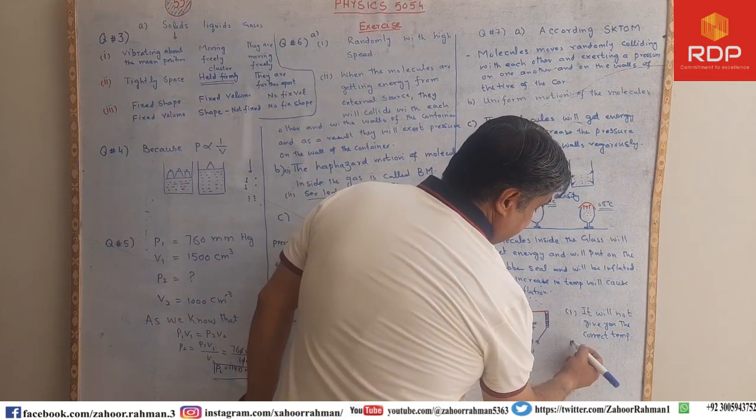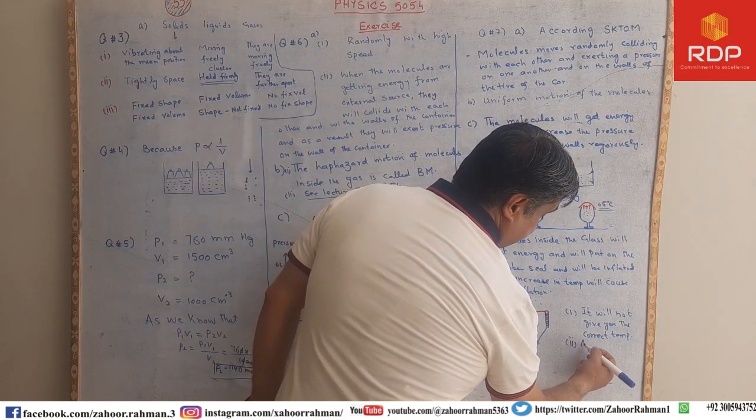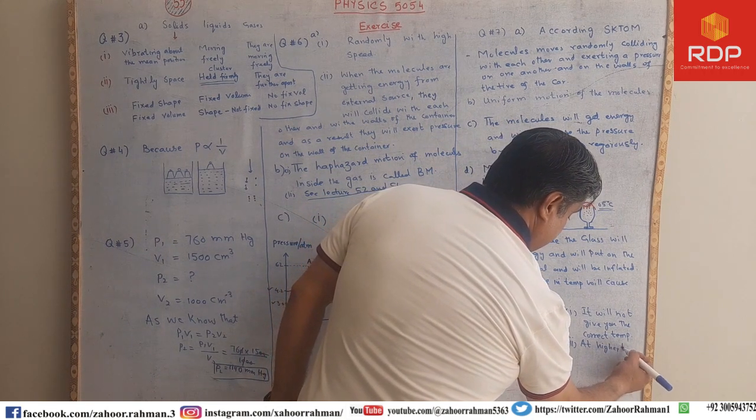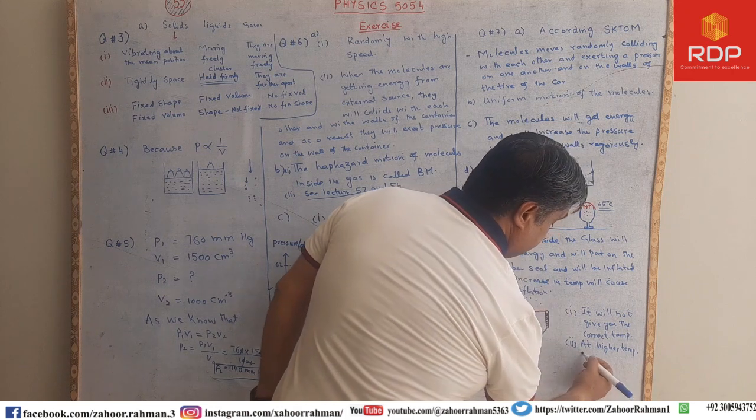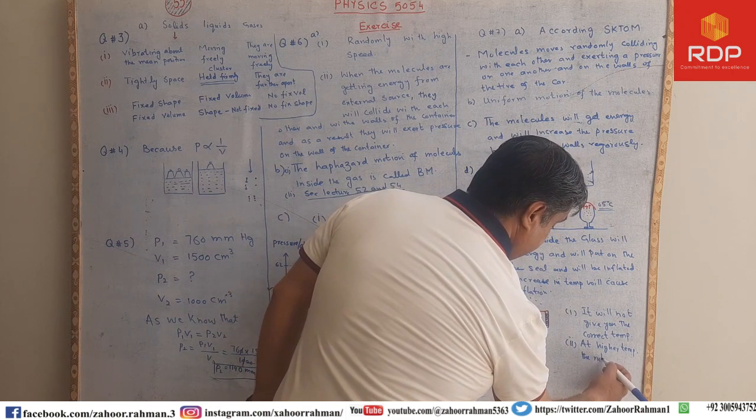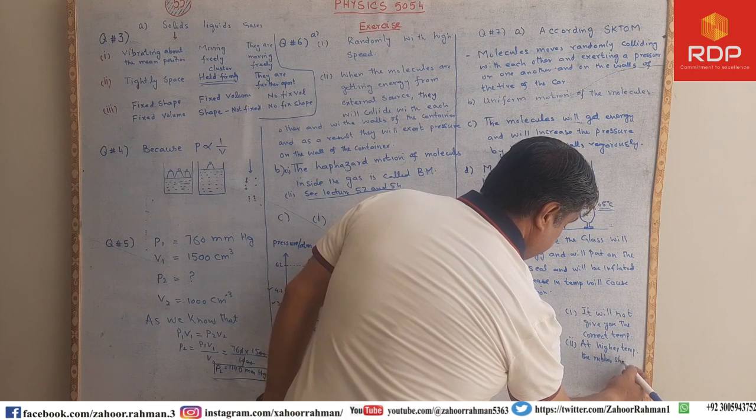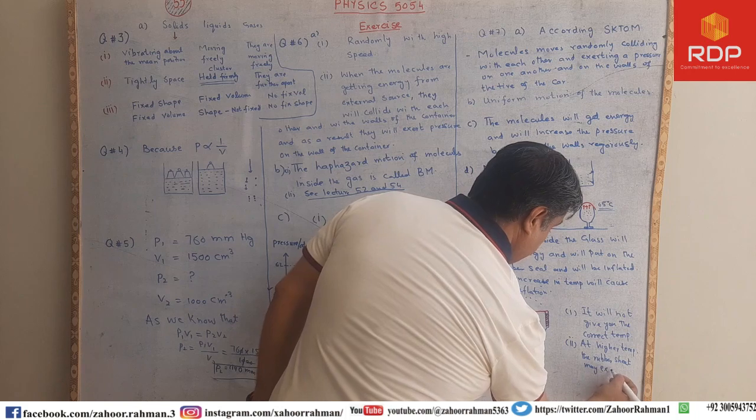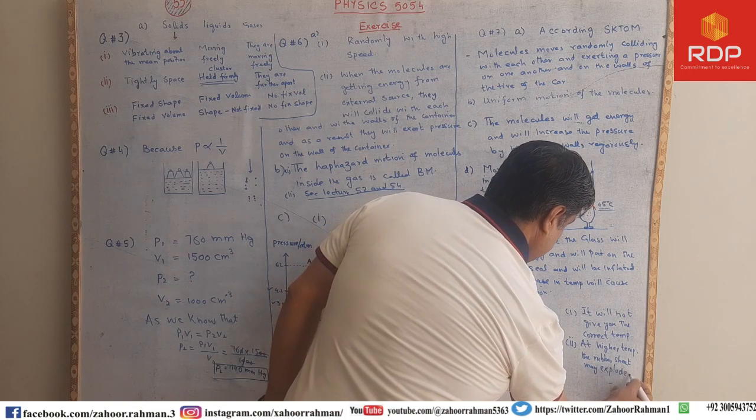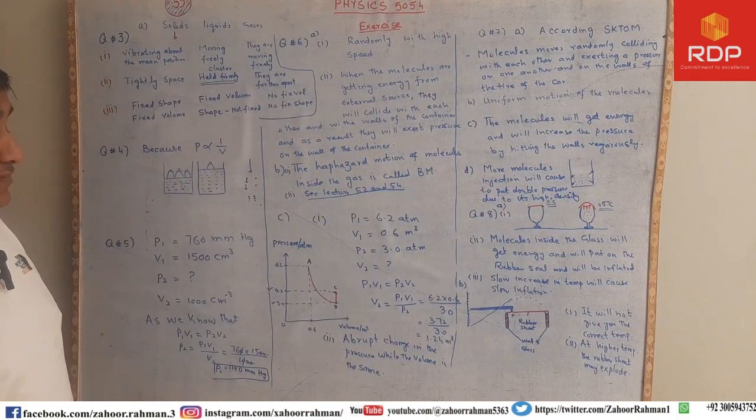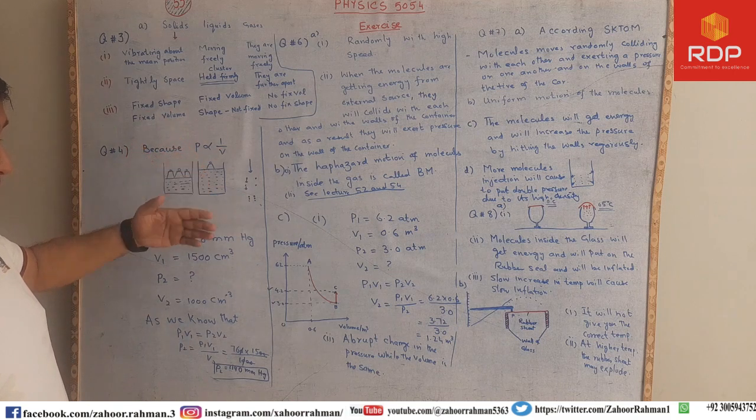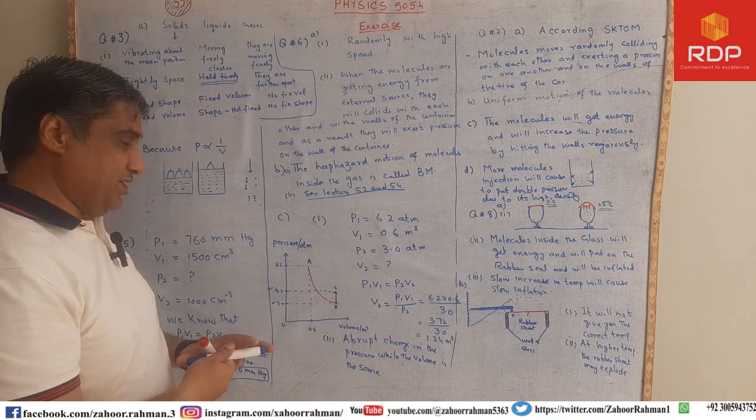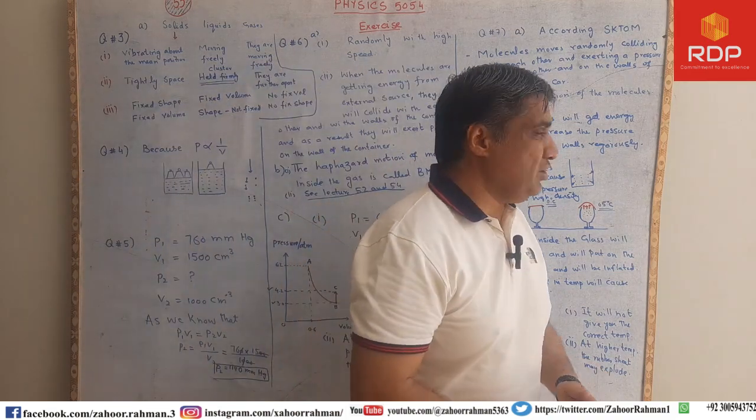The second disadvantage is that at higher temperature, the rubber sheet may explode. So it will not be used for high temperature measurement. So these are the two disadvantages.